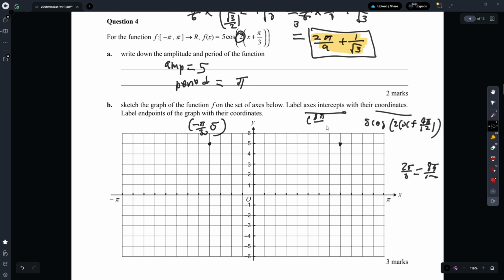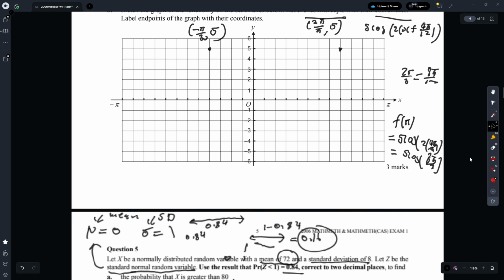8 pi on 12 is 2 pi on 3. We sub in f of pi to get 2, 4 pi on 3 cos 8 pi on 3. 3 pi minus pi on 3 causes negative 5 on 2.